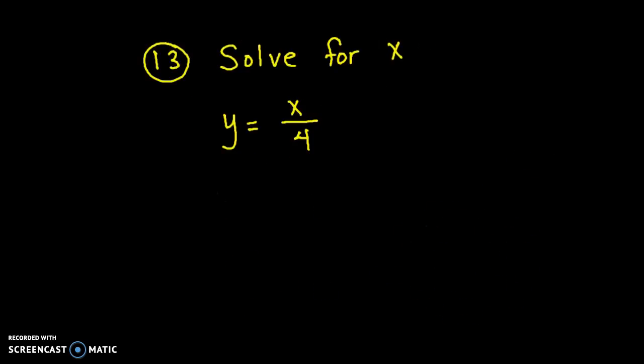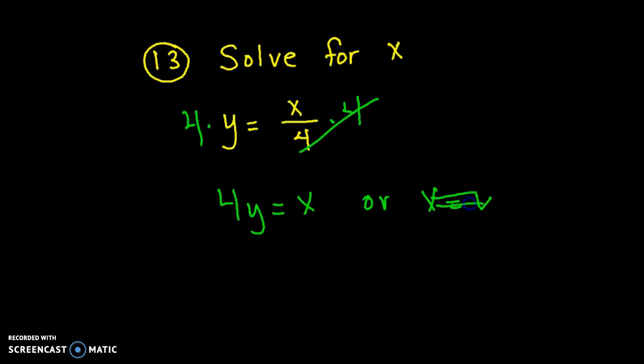All right, 13, we're going to solve for x. So I'm multiplying both sides by 4. 4y is equal to x, or x is equal to 4y. Oops, x equals 4y. There's my answer.